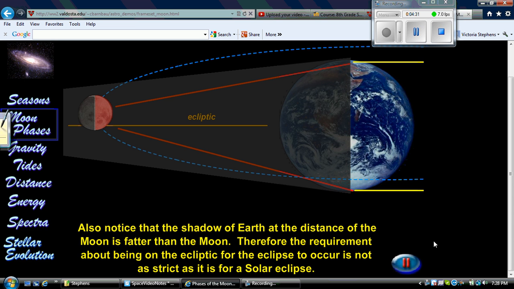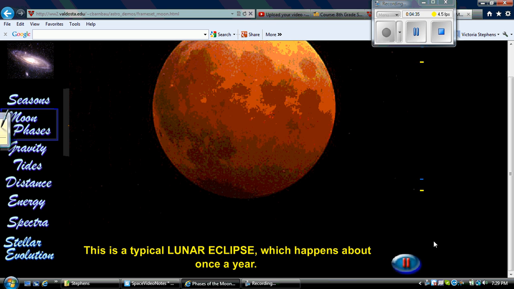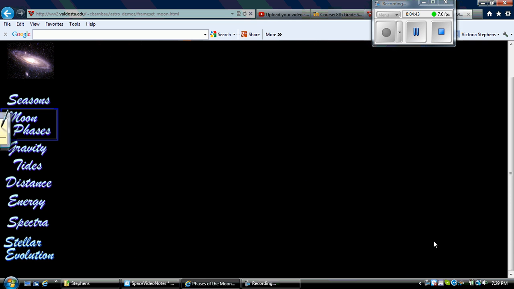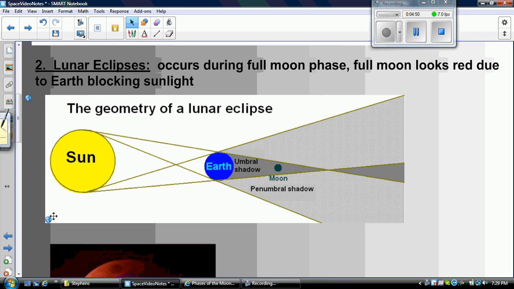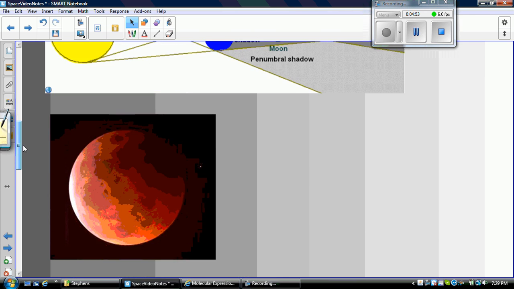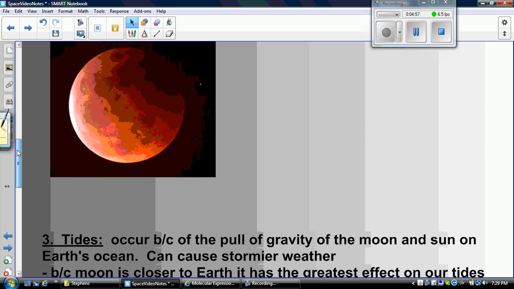Because the Earth casts a bigger shadow than the moon's shadow on the sun, the lunar eclipse can happen about once a year, whereas a solar eclipse only happens about once every 17 years. And that's what the moon looks like during a lunar eclipse. And there's another picture for the lunar eclipse.